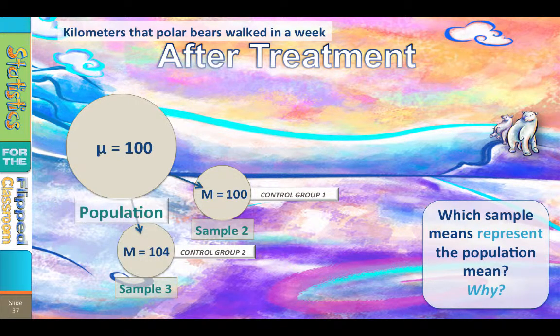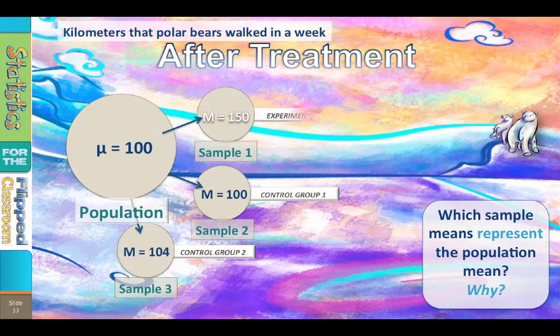The sample mean for control group 2 is 104. Does that sample mean represent the population mean? Well, it's not exactly the same as the population mean, but it's still pretty close. I think that the sample mean for control group 2 is really the same as the population mean of 100, and the 4-point difference is best explained by random chance, or measurement error.